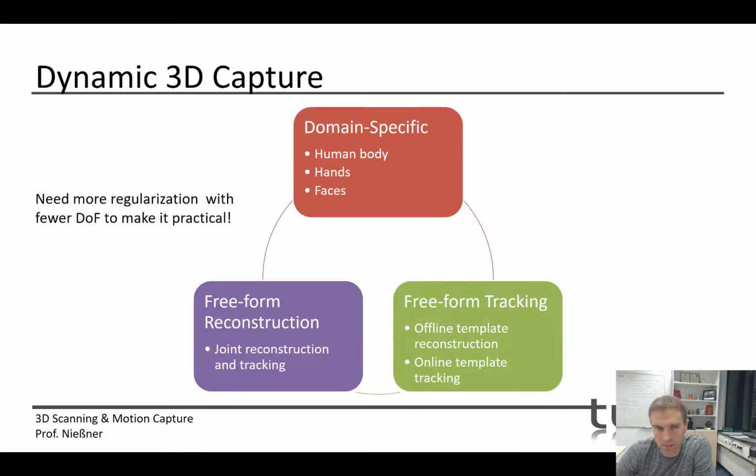We've generally been talking about 3D reconstruction. Then we talked more about dynamic 3D capture. And specifically we talked about the differences in how you regularize the dynamic capture, right? So we started with freeform tracking and freeform reconstruction. And then we moved to more domain-specific things, and specifically we started talking about human faces.